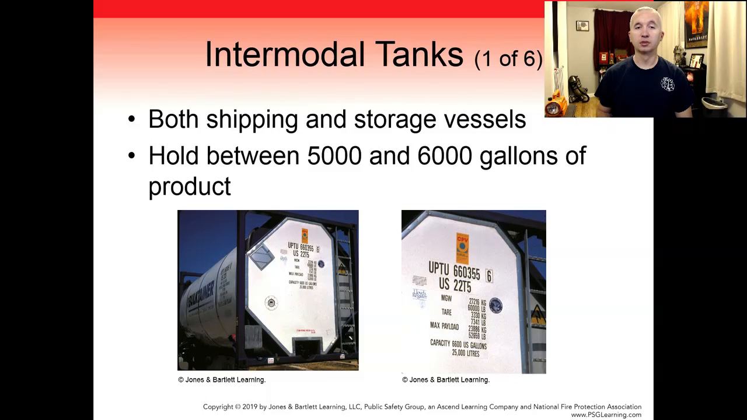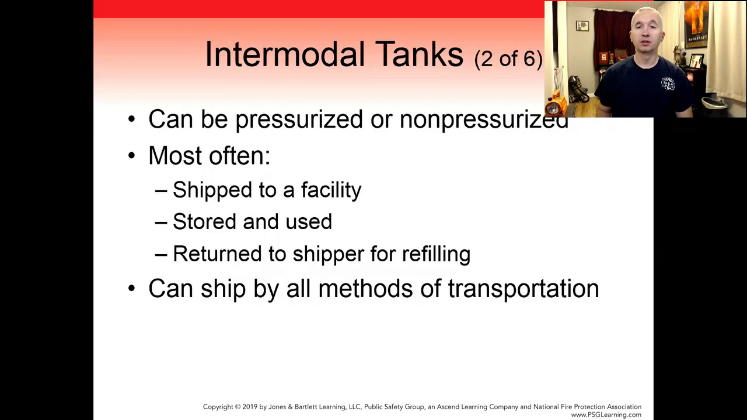Intermodal tanks are both shipping and storage vessels. They can hold between 5,000 and 6,000 gallons of product and can be either pressurized or non-pressurized. They are most often shipped to a facility where they are stored and used and then returned to the shipper for refueling. IM tanks can be shipped by all methods of transportation.